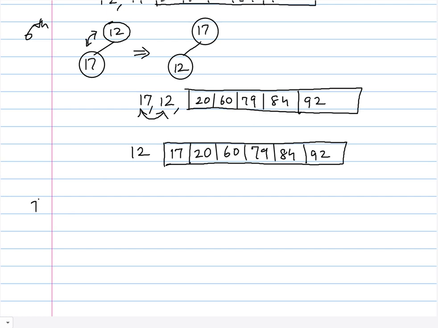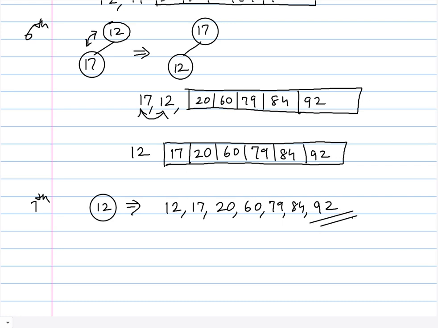Finally the last phase, that is the seventh phase. There is one element, so whatever heap we are creating, that heap itself is a max heap, so we add this element directly to the array. So now your sorted array consists of 12, 17, 20, 60, 79, 84 and 92. So your array is completely sorted.